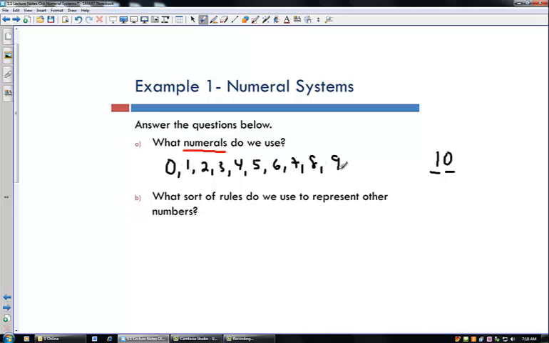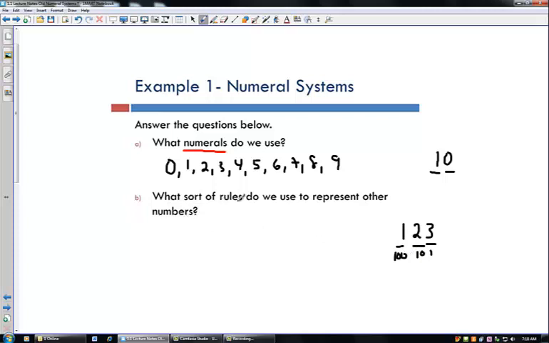And with those 10 numerals, we can combine them by using certain rules to represent any number we like. All right, so if we want to represent 123 things, we write a 1, a 2, and a 3. And we give meaning to the places. So the 3 is in the 1's place, the 2 is in the 10's place, and the 1 is in the 10 squared or 100's place.